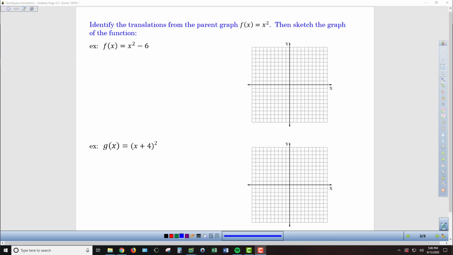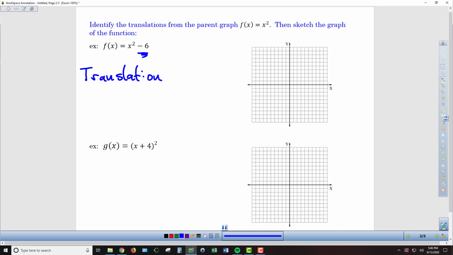And so the translations work just like they did for those absolute value functions. So we're again going to base everything off of our parent graph, that U shape with the vertex at the origin, and then we're just going to see how that graph is translated, how it's moved around the coordinate plane. So in this case here, with this -6 that's happening after the x squared has taken place, that's going to be indeed a translation.